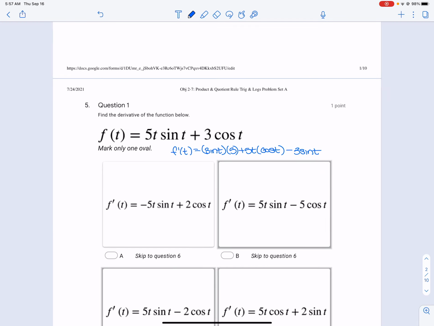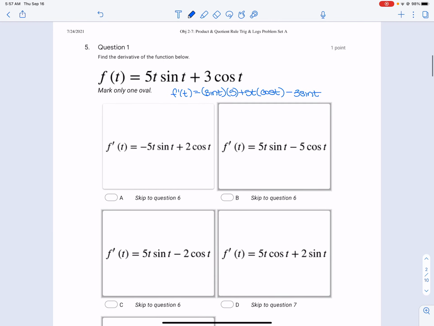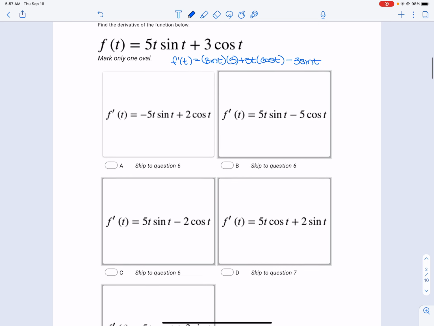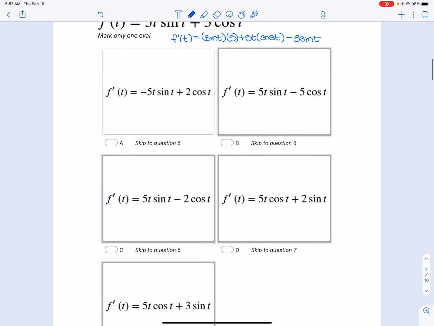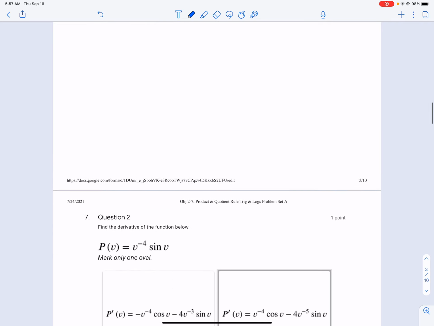So when I look, I get 5 sine of t and 3 sine of t make 2 sine of t. And then this is plus 5t cosine of t. So 5t cosine of t is this one here. Okay.